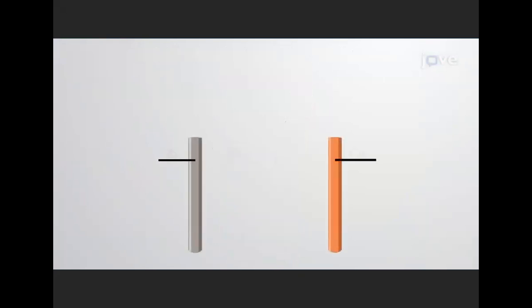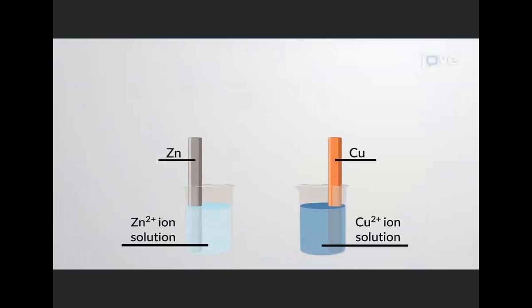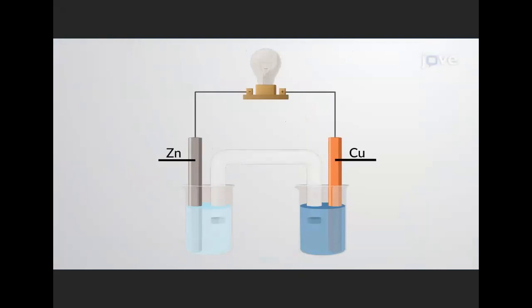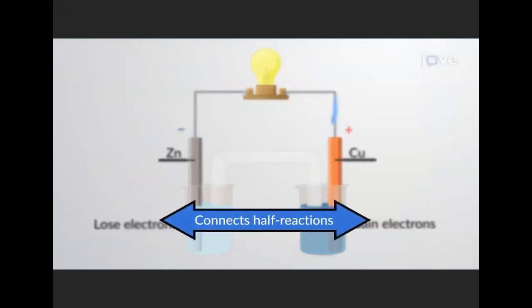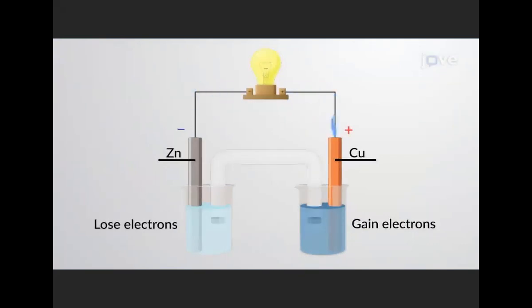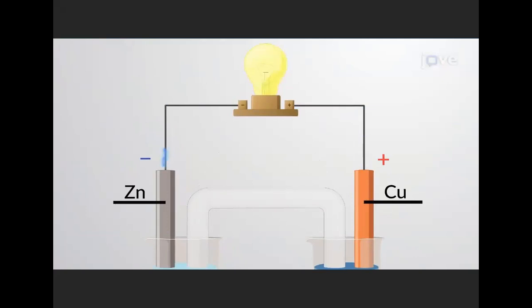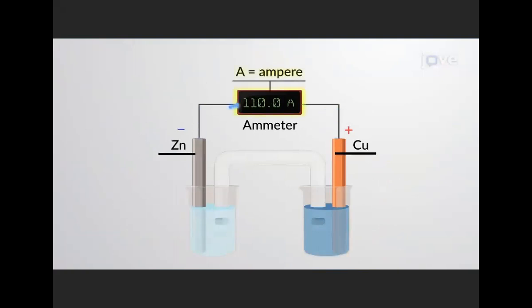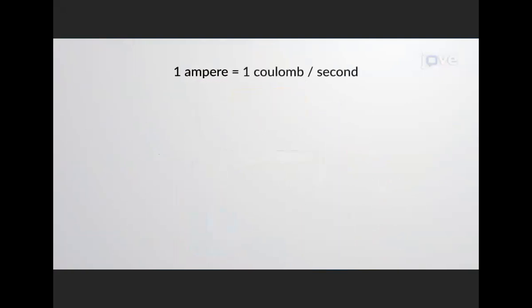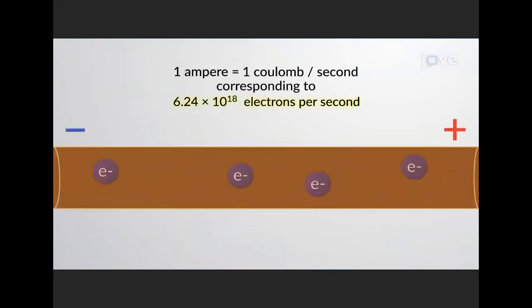Now, consider that the reactants, zinc and copper, are physically separated and connected via an external conductor such as a wire. The reactant's tendency to gain or lose electrons still persists. driving the electrons to flow through the wire which connects the two half reactions. This electron flow constitutes an electrical current and can power electrical appliances such as a light bulb. Electrical current is measured in amperes. 1 ampere equals the flow of 1 coulomb of electrical charge per second, corresponding to 6.24 times 10 to the 18th power of electrons per second.